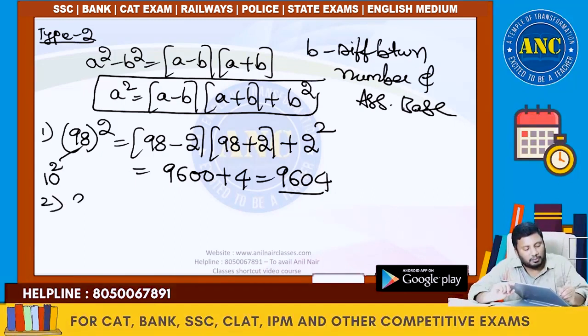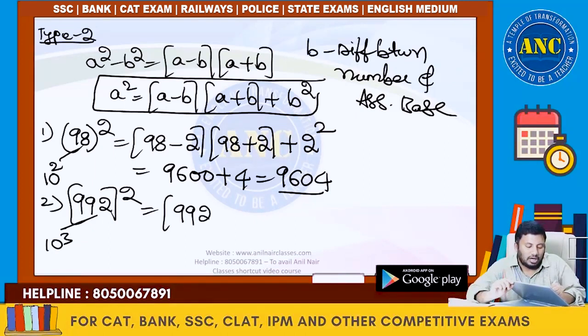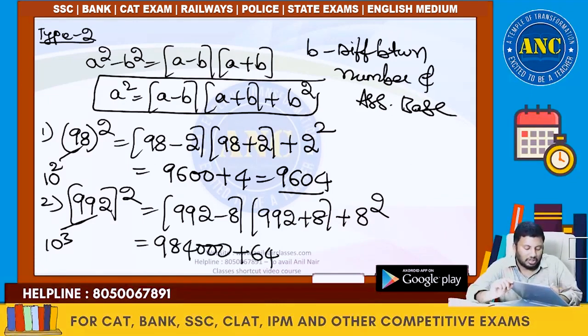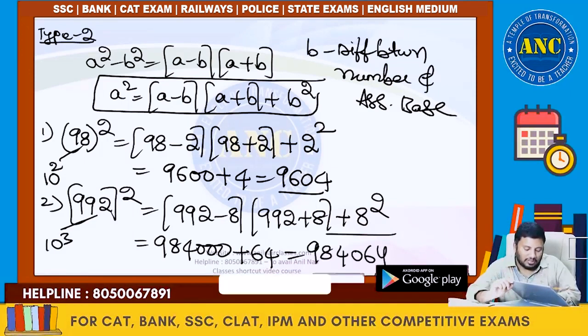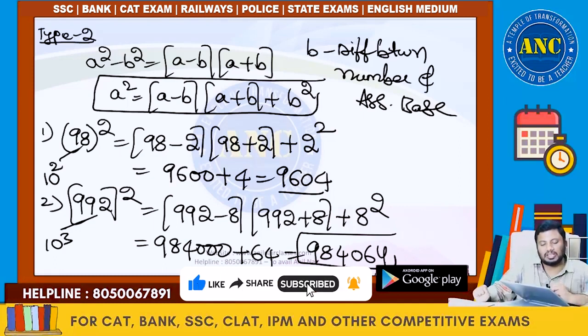Suppose another example: 992 whole square. 992 is nearer to 1000. So 992 minus 8, 992 plus 8, plus 8 square, which is 984 into 1000, which is 3 zeros, and 8 square is 64. 984064. I hope the concept is clear.